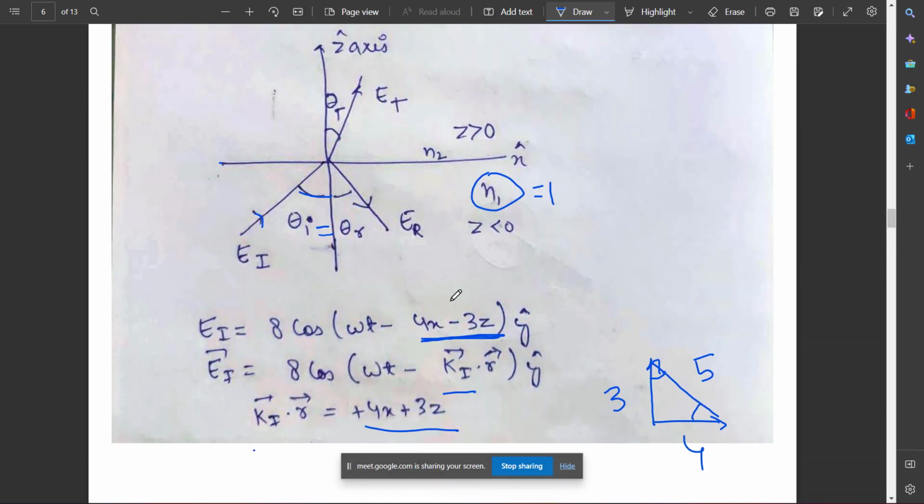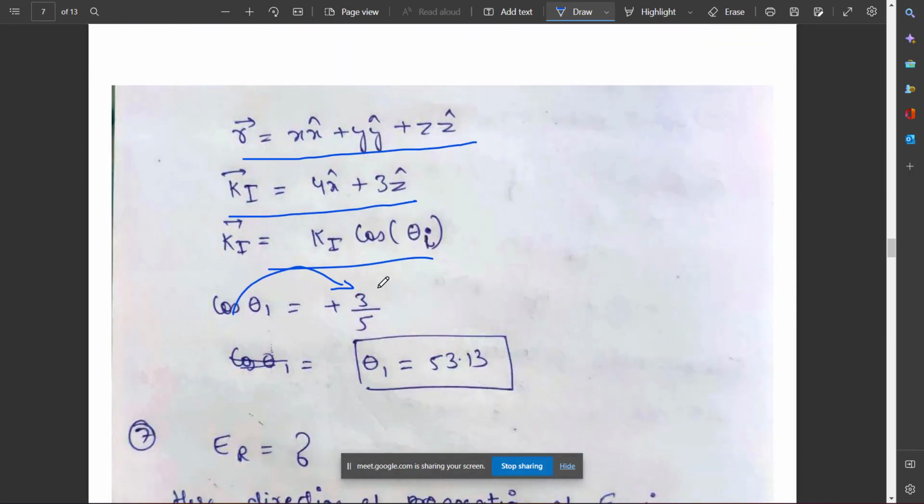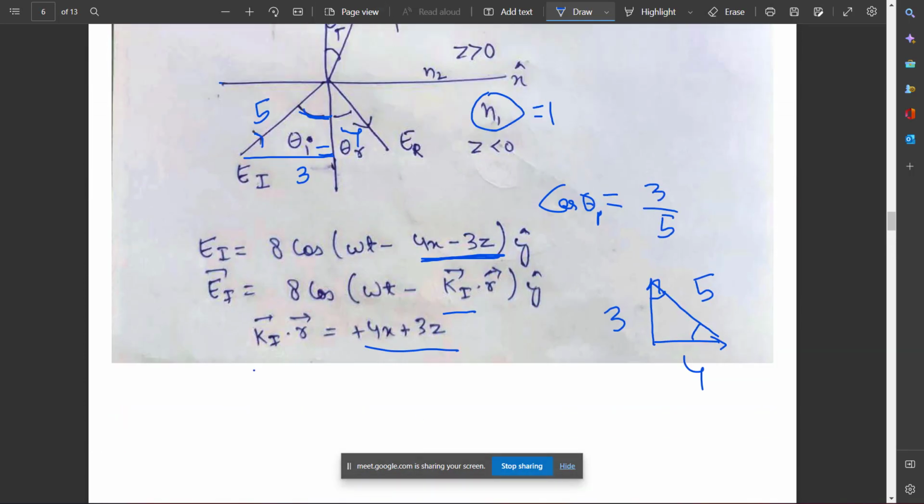Is there any problem you have? Any doubt? Madam, why are you taking cos theta I? Direction of propagation, cos theta I. Yes, direction of propagation. So here see, z is 3 and this is x, right? So this angle, we can write cos theta is equal to 3 upon 5, theta 1. Got it? Okay, madam. Is there any doubt you have? Anyone else have any doubt?